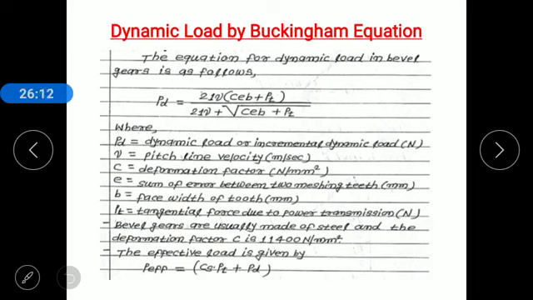E is the sum of the errors between two meshing teeth, in millimeter. B is the face width of the tooth in millimeter. P suffix T is the tangential force due to the power transmission in Newton. Bevel gears are usually made of steel, and the deformation factor C is 11,400 Newton per mm square. Now the effective load is obtained in the final stages of gear design when we use the Spott equation or Buckingham equation to determine the value of dynamic load. In that case, the effective load is found by the relation shown on the screen. Effective load is equal to service factor into tangential force plus dynamic load. P effective is equal to CS PT plus PT.